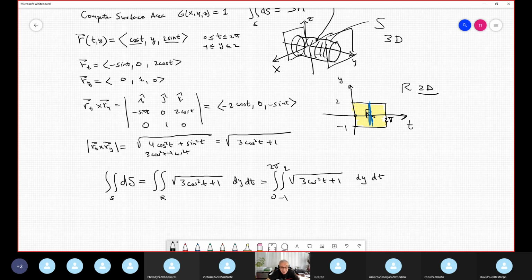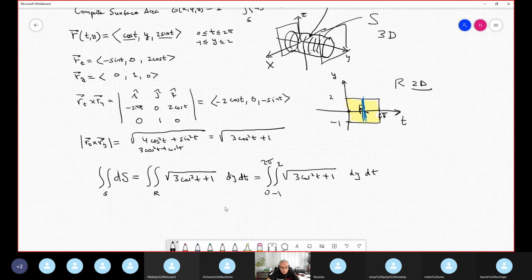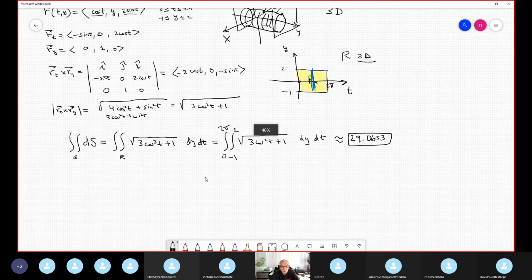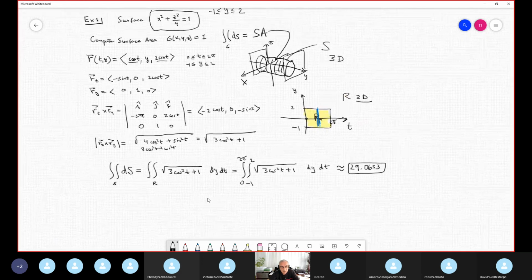This integral is a little bit complicated. So you put it in GeoGebra, or in Wolfram Alpha, or in the graphic calculator, because it's a little bit complicated. And the answer is approximately, the answer is not exact, it's 29.0653. And this represents the surface area of this. Then you say, no, Professor, but this is too complicated. I know it's too complicated.